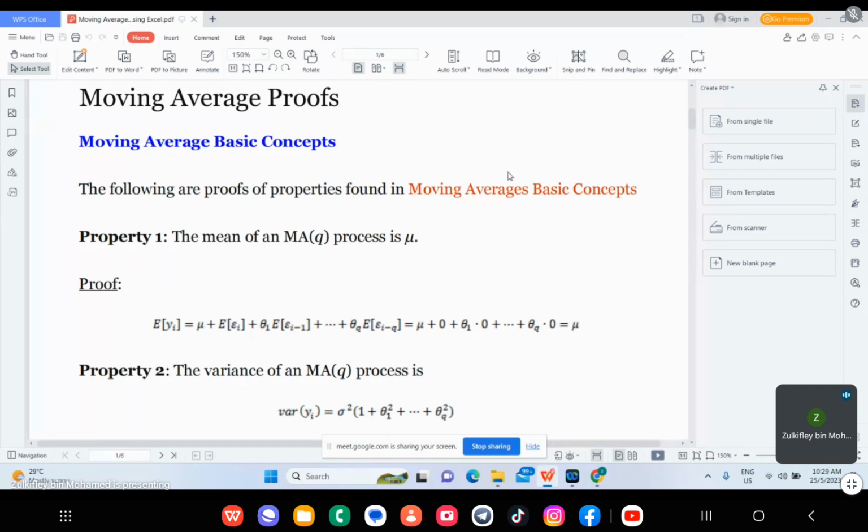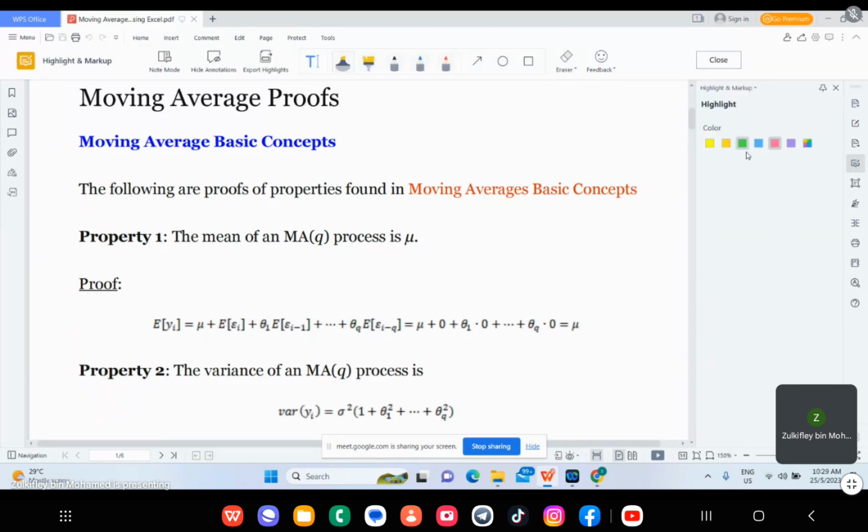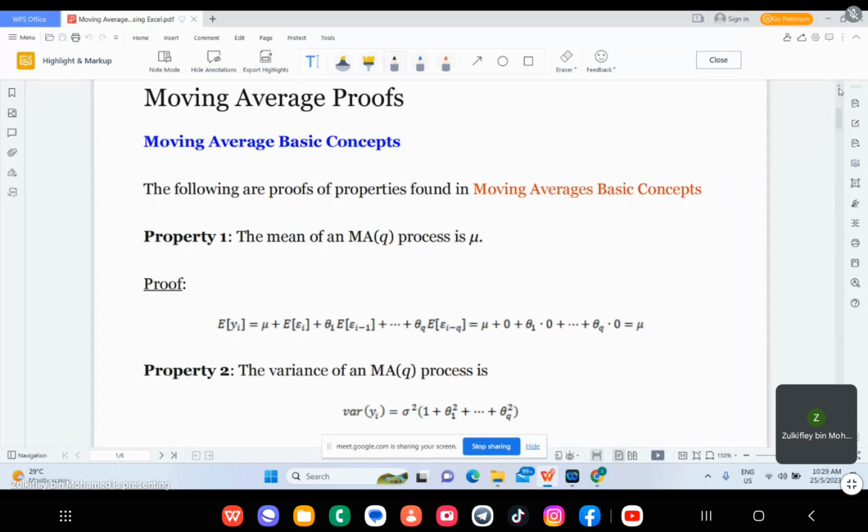Now, let's say I have MA1. So MA1 is equal to YT, or what the author uses, but we will use YI. Okay, YI is equal to mu plus theta 1 epsilon I minus 1 plus epsilon I, so instead of T we use epsilon I.